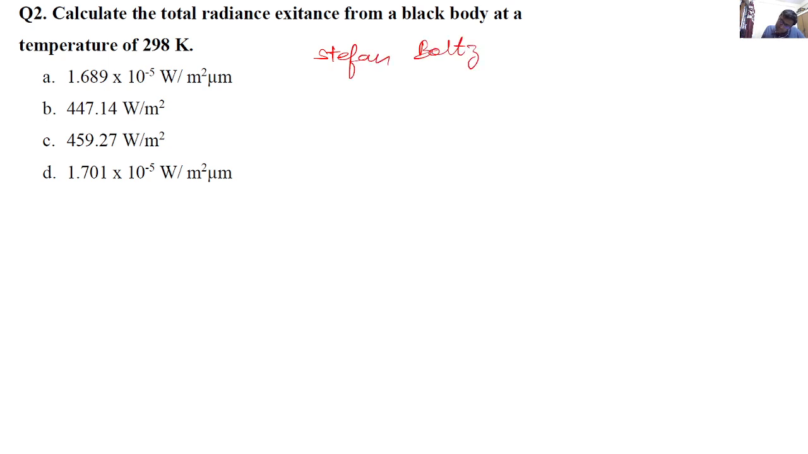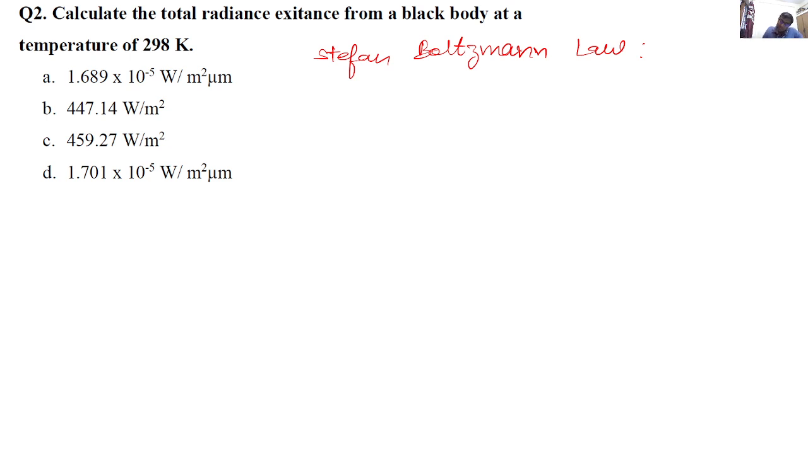Stefan-Boltzmann law. As I told you earlier, the three fundamental laws or equations in this part of the remote sensing course are: number one, Wien's law, which we have already encountered in the first question. The second one is the Stefan-Boltzmann law, which we are encountering currently. And the third one is Planck's law. There would be a question based on Planck's law also. I've set a question which you would find, I think, 2 to 3 questions from now.